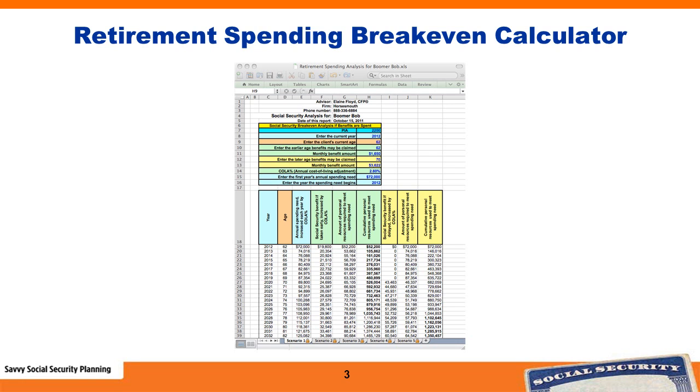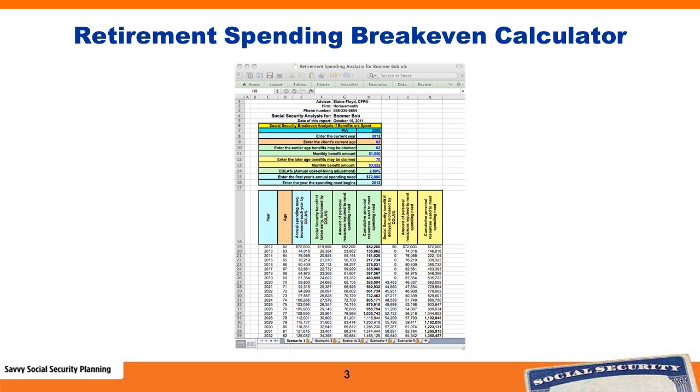Next, enter the client's PIA as determined by one of the methods we talked about in Part 2 of this series. The important thing is to use a PIA that is stated in today's dollars because the calculator will adjust for COLAs. If you take the PIA off the client's annual statement or the retirement estimator on the SSA website, you're good to go. If you use one of the other calculators posted on the SSA website, be sure to ask for it in today's dollars.